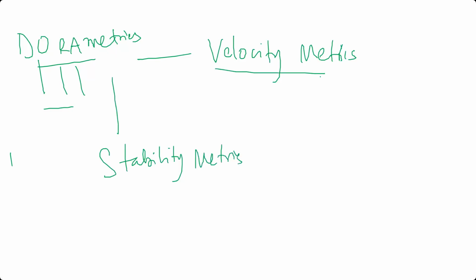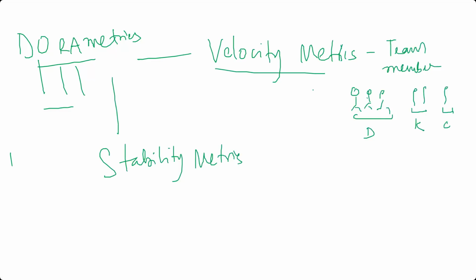Velocity metrics are for the DevOps team members. Imagine you have a DevOps team. There are three people who work on Docker, two people work on Kubernetes, one person works on cloud, and there is one lead who works on managing VMs, and there is a manager who does approvals and health check.